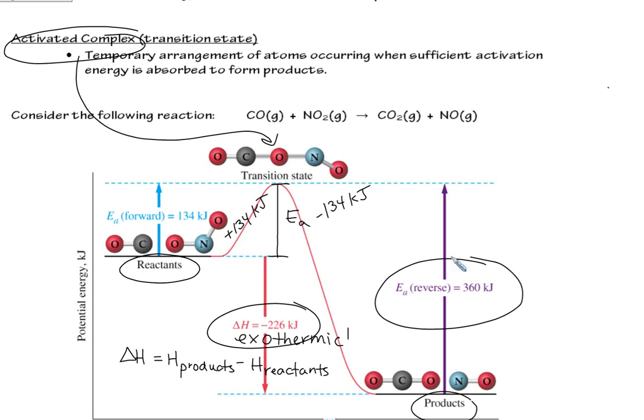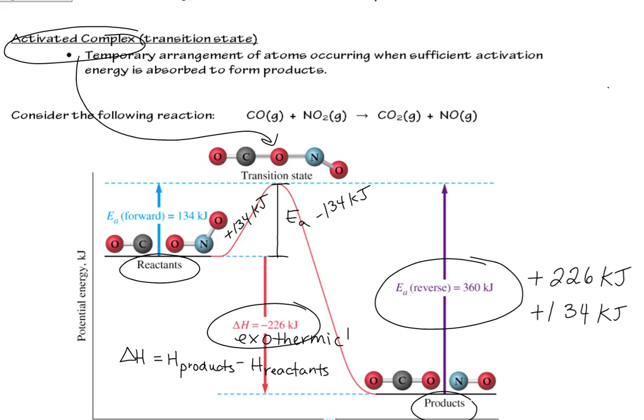In order to get from the products to a point where I have sufficient energy to go back and form the reactants, you have to add a lot of energy. To send this thing backwards, I not only need to add the 226 kilojoules that was released, but I also need to add the 134 kilojoules of activation energy. Together, that gives me a total of 360 kilojoules that must be added to reverse this reaction. Oh, okay, that's not so bad.